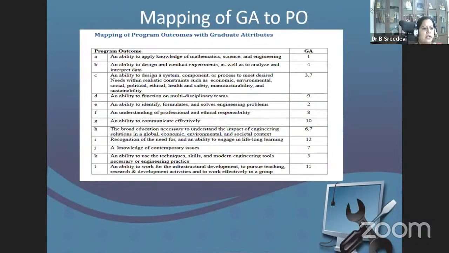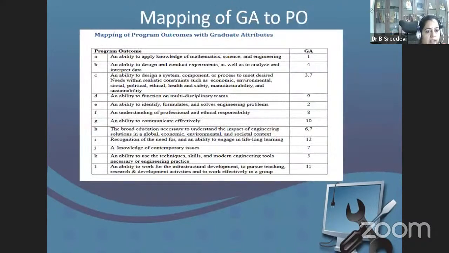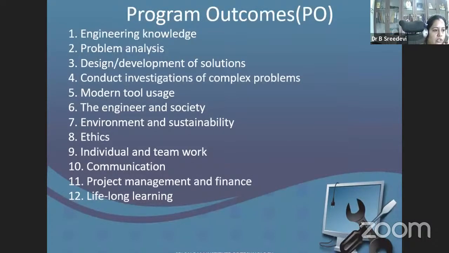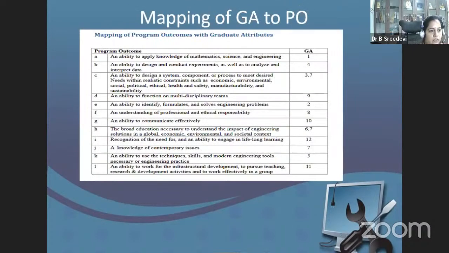For our betterment and better understanding, we can have this mapping of program outcomes with graduate attributes. As we can see from the table, the first program outcome is mapped to the first graduate attribute, the second program outcome, which is problem analysis. Problem analysis is mapped to the fourth graduate attribute, which is conducting investigations of complex problems. Then the third one is mapped to 3 and 7 of the graduate attributes.